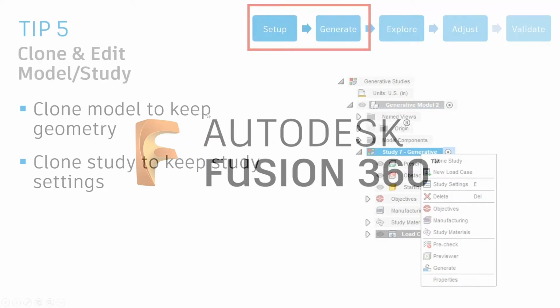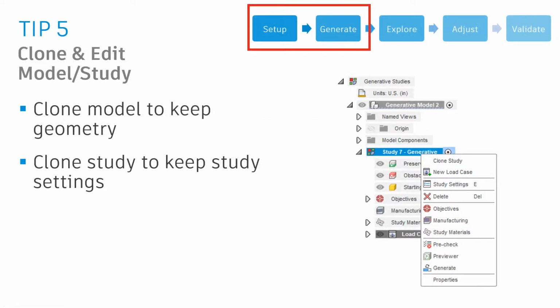So next, many people always ask this question. So for tip number 5, we have what are called generative models and we have what are called studies. The easiest way to think about generative models and generative studies is that a generative model contains the geometry for all of the studies within that model, whereas a study contains all of the generative settings for that specific solve.